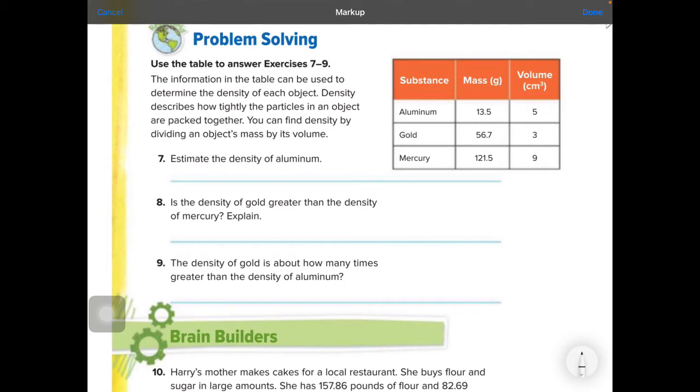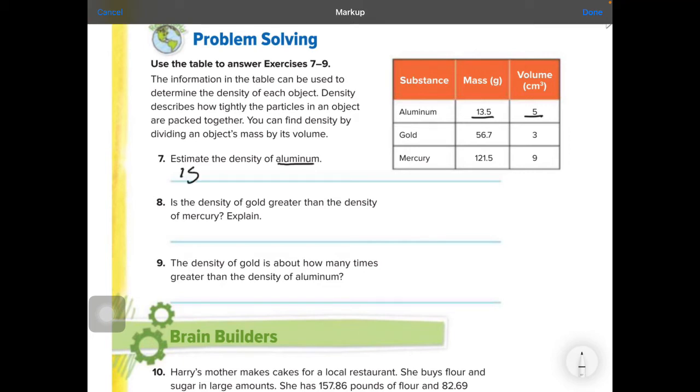All right, the information in the table can be used to determine the density of the object. Density describes how tightly the particles in an object are packed together. You can find its density by dividing an object's mass by its volume. Okay, so they're just trying to confuse you here with some crazy stuff. This is stuff we can do. We need to find the density of aluminum.